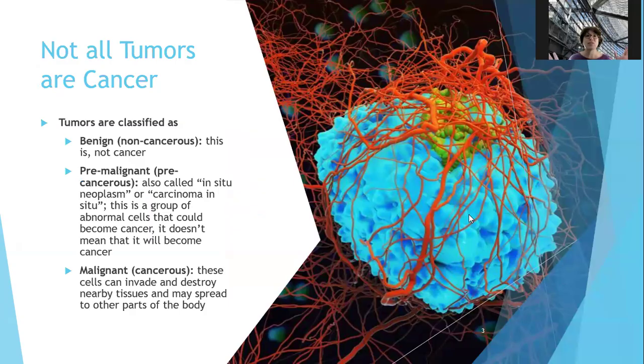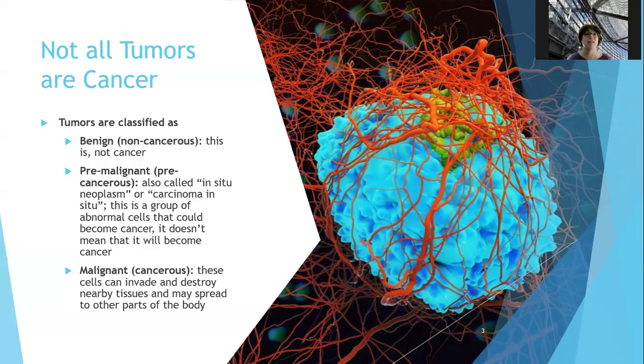So not all tumors are cancer. Tumors are classified as benign, or non-cancerous. It's not cancer if it's benign. It can be precancerous, sometimes called neoplasm in situ or carcinoma in situ. So it's abnormal cells that could become cancer, but it doesn't mean that it necessarily will, because maybe the promoters aren't going to be there to do it. Premalignant is more dangerous than benign, but it's still not cancer yet until it becomes malignant and then it's cancerous. These are those bad guys.